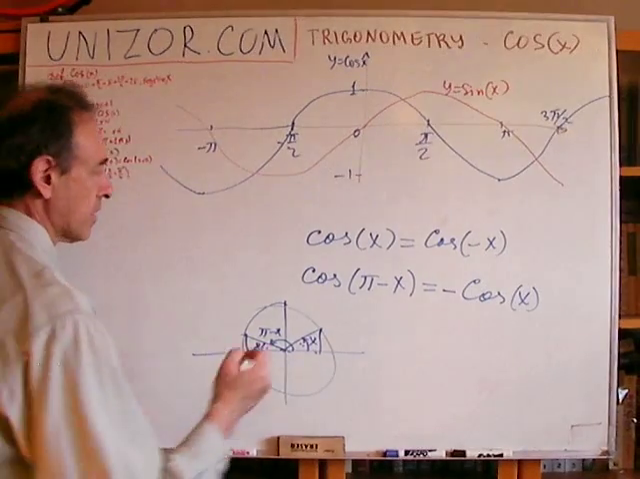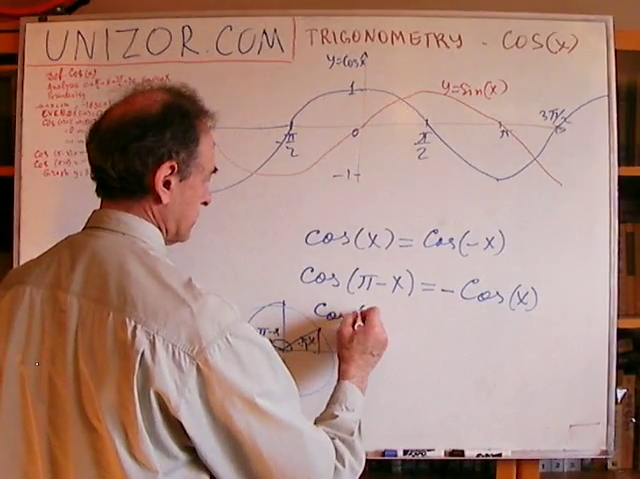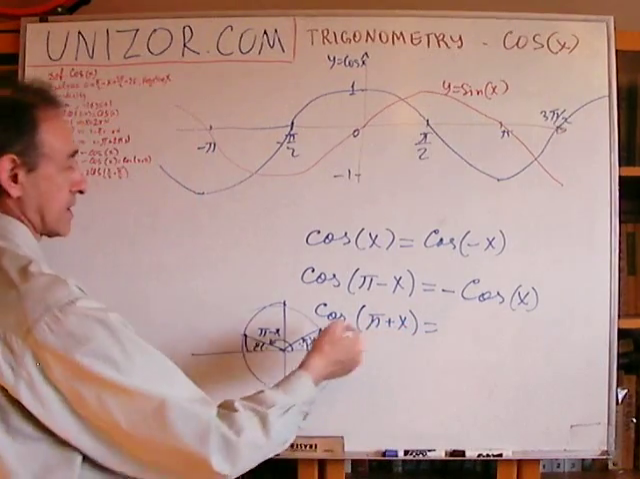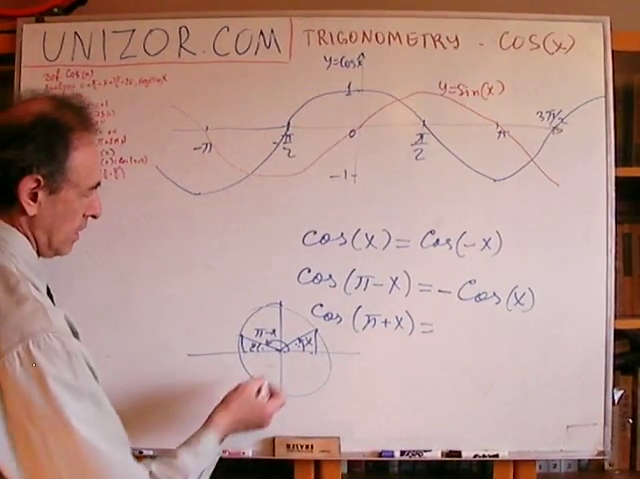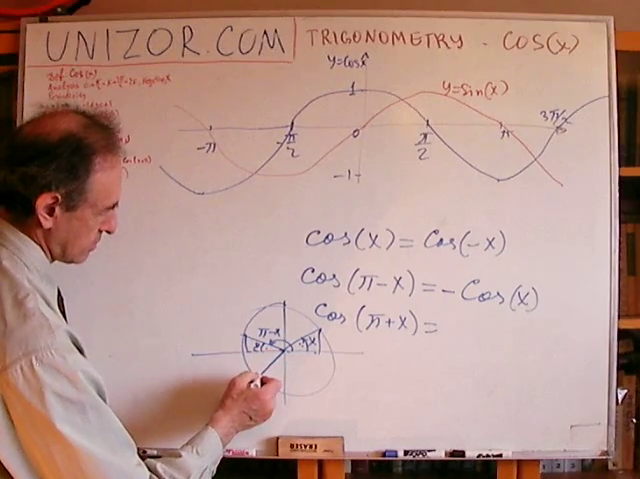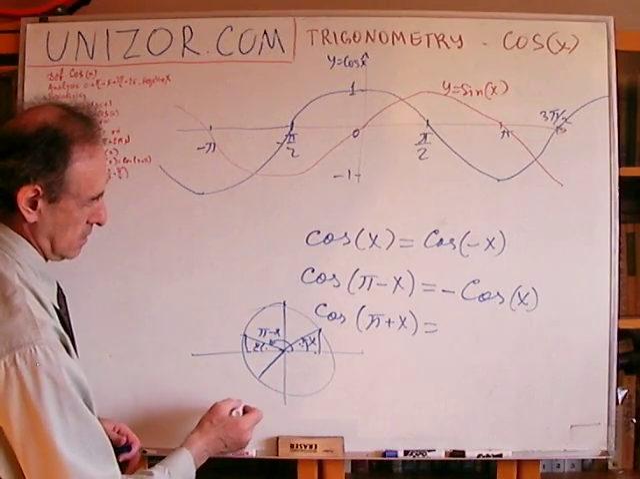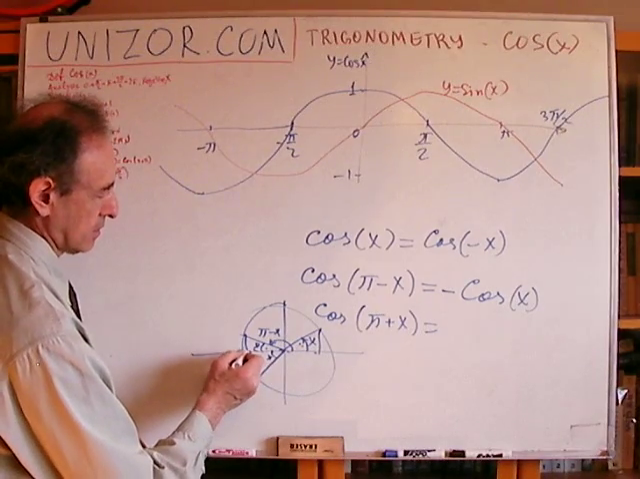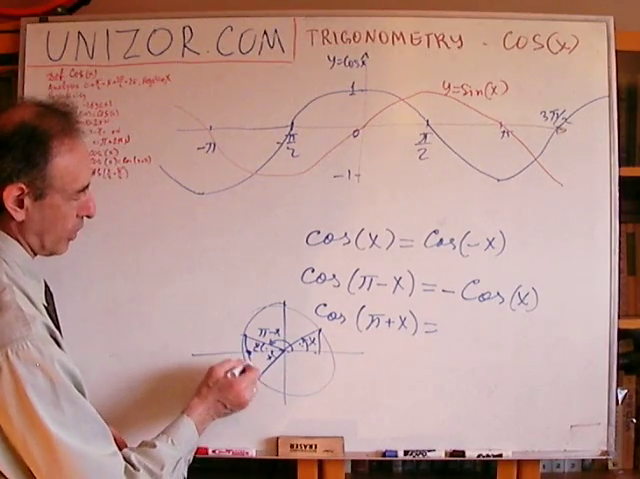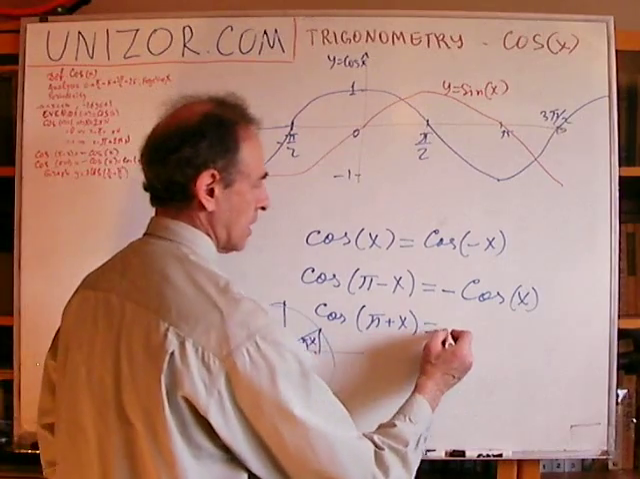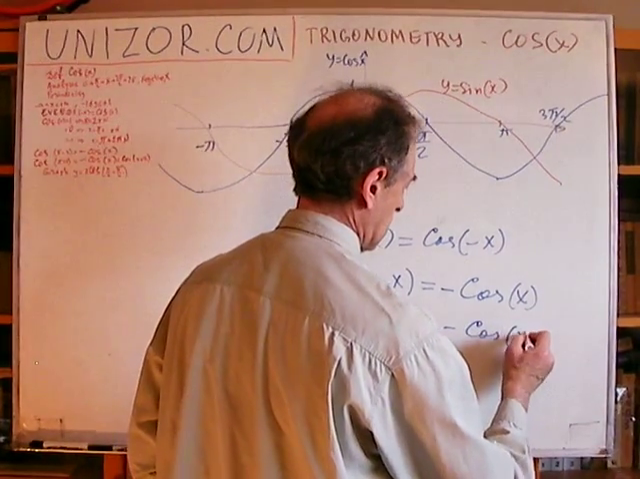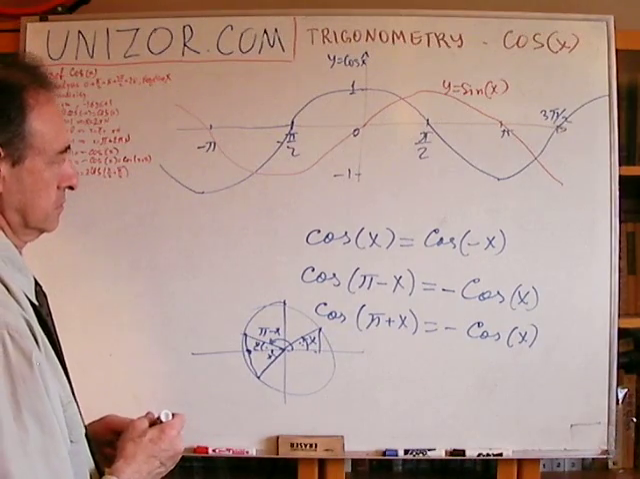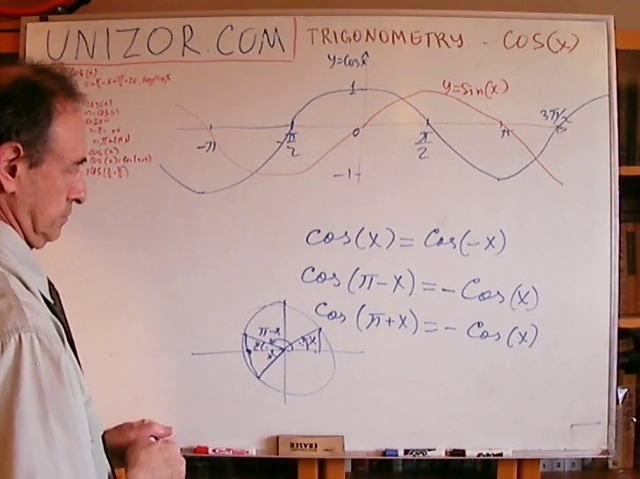Now, what if it's pi plus x? Or x plus pi, it doesn't really matter. This is pi, and this is the x on this side. Same thing. We are projecting this point to exactly the same place. So again, the same thing is here. Right?